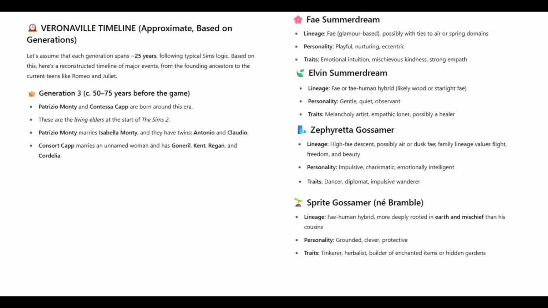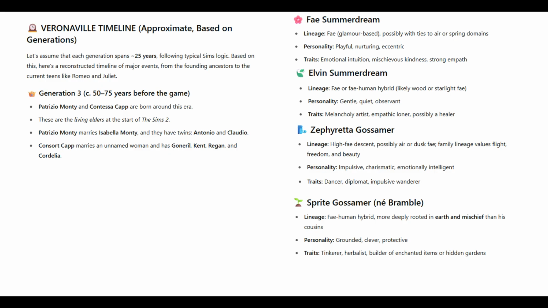Zephyrata Gossamer was most likely a high Fae descent, possibly of Air or Dusk Fae. Family lineage values flight, freedom, and beauty. Her personality was most likely impulsive, charismatic, emotionally intelligent, maybe, and the traits that she most likely had was a dancer, diplomat, and an impulsive wanderer.